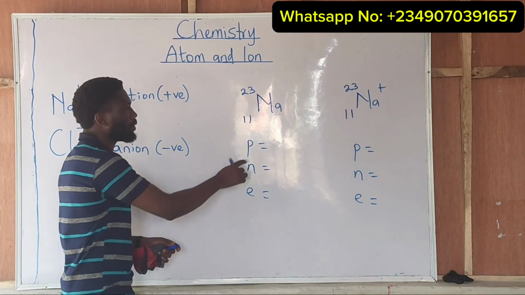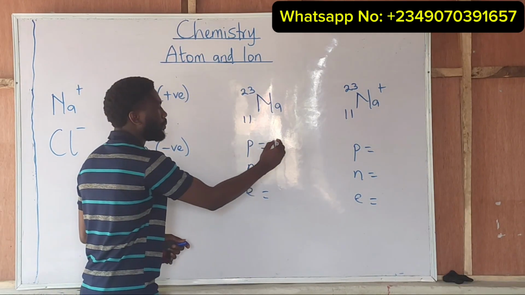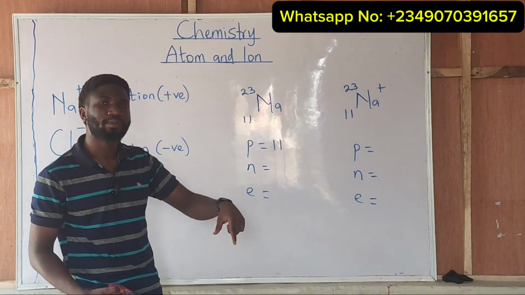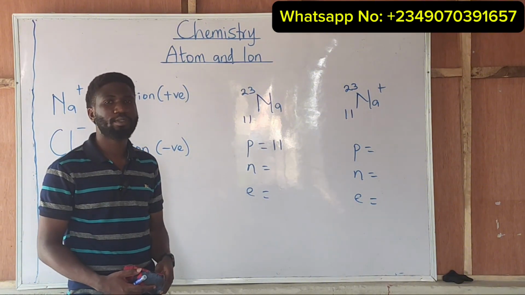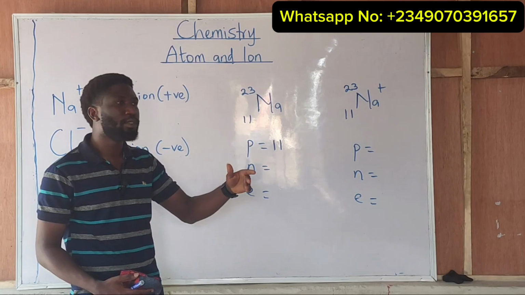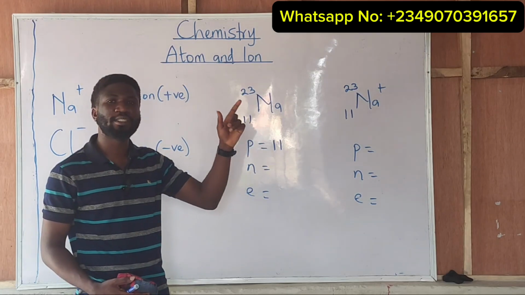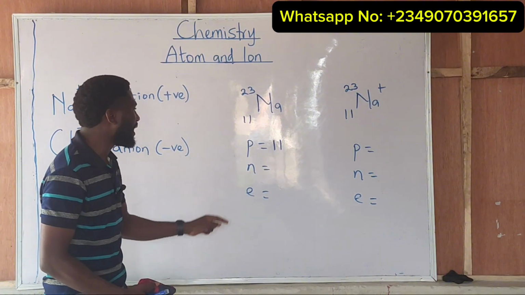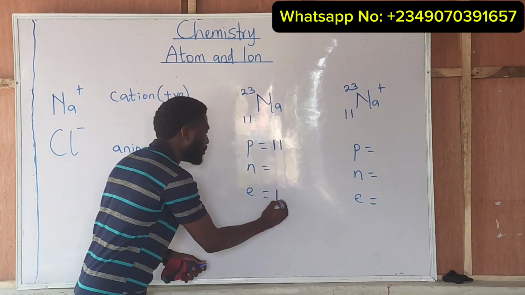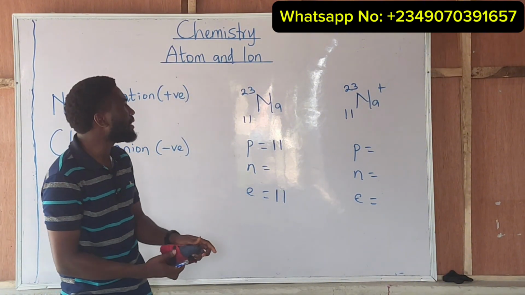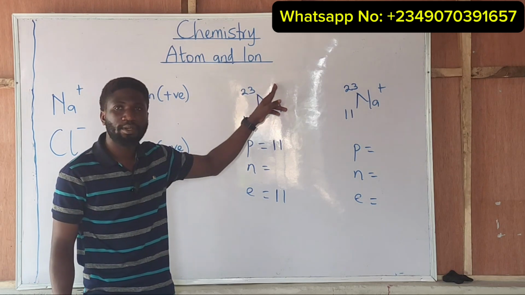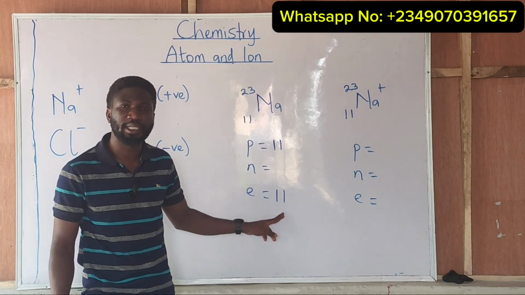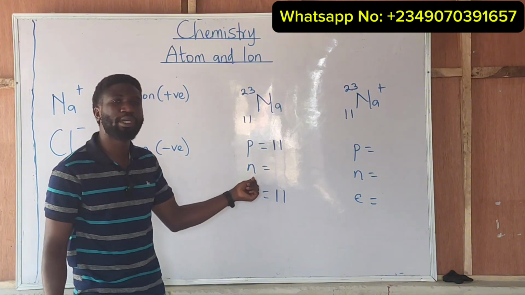So for me, protons here is 11. Proton represents the position of that atom in the periodic table. If you check the periodic table, sodium actually falls under position 11. So protons here is 11. Then electrons too will be 11. Why? This is uncharged. For any uncharged atom, the number of protons is expected to be equal to the number of electrons. So how then do we get neutrons?